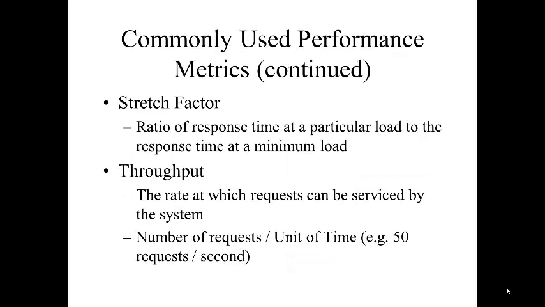So some more commonly used performance metrics. One is stretch factor, and that's the ratio of the response time at a particular load compared with the response time at a minimum load. The response time of the system generally increases as the load on the system increases, so you will get a stretch factor in there. The throughput is the rate at which requests can be serviced by the system. That is the number of requests per unit of time. For example, we can handle 50 requests per second. Now, often the throughput is the inverse of response time, but this is not always the case depending on your definition of response time and the system load.